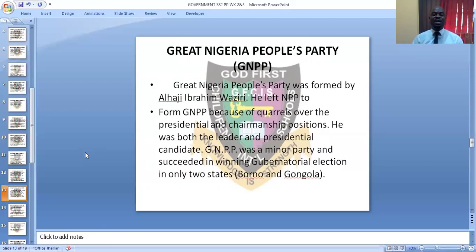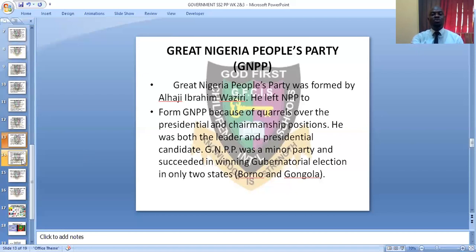The party was a minor political party, due to the fact that it was sectional, that is, it didn't cut across all the states of the country. But the party succeeded in winning gubernatorial, that is governorship, elections in 2 states, which happened to be Borno State and Gongola State. They won the election in Borno State and Gongola State.